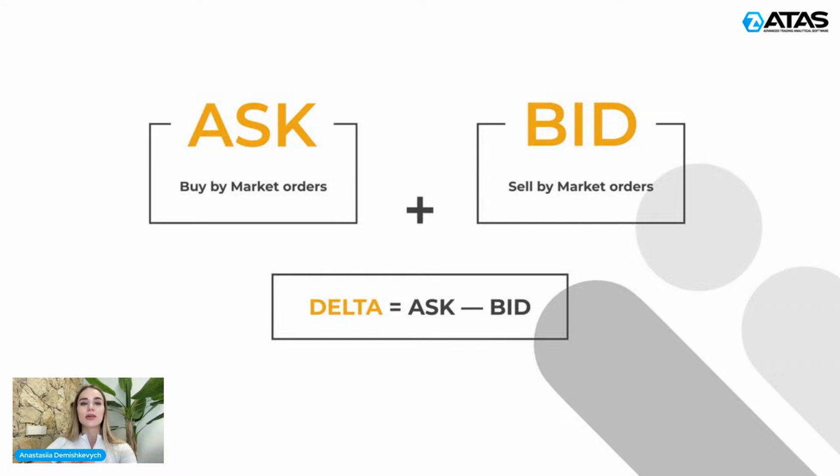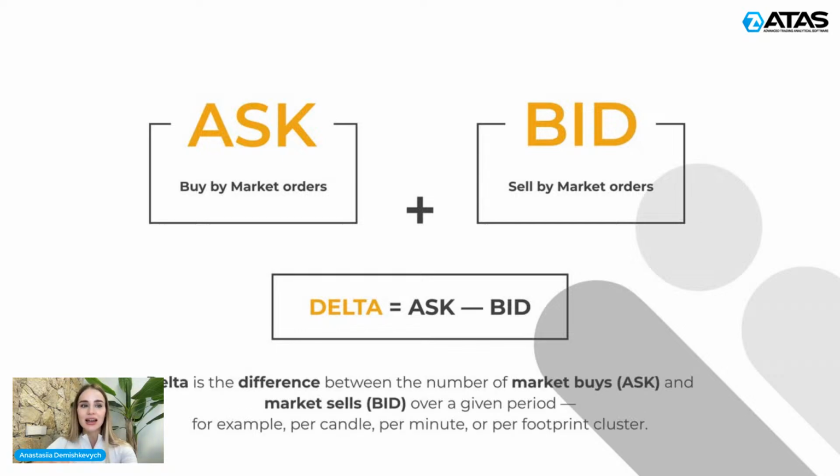So the formula is very simple. Delta equals ask minus bid. This means that delta shows us how much more or less buying occurred at the ask price compared to the selling at the bid, within, obviously, the given candle, bar, or footprint cluster. So the delta, in other words, is telling us how many more or fewer market buys there were compared to market sells within the specific candle, 1 minute interval, footprint cluster, or range chart, depending on the type of chart that you are using.